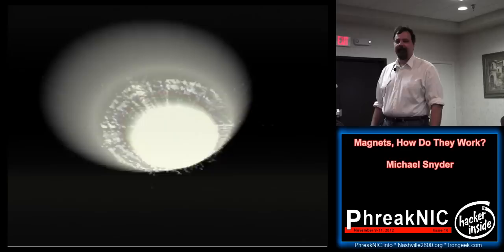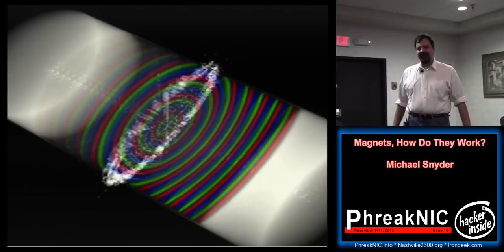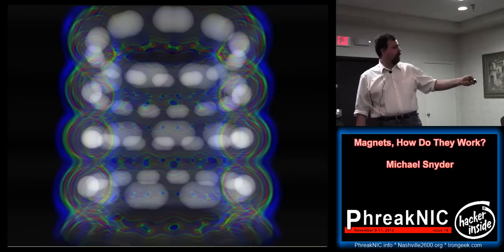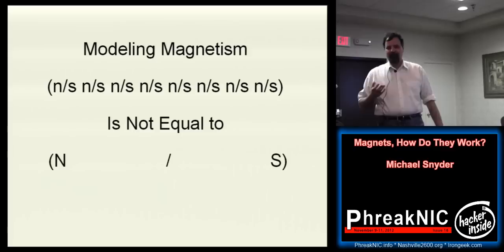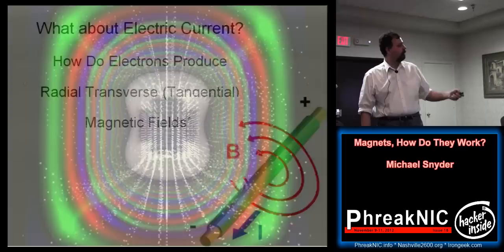Why haven't you seen this before? The answer is, I'll start the video again. The answer to why you haven't seen this before is this approximation, the big north, big south. Notice there's no way to make a big north and a big south go in a circle. So you really have to go back to a dipole chain to make this work. I'll let the video play now.